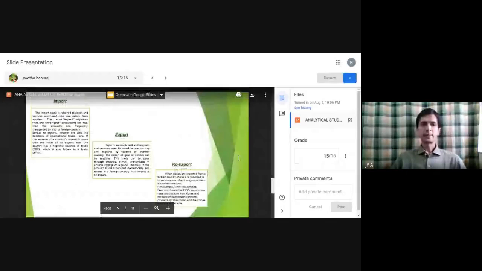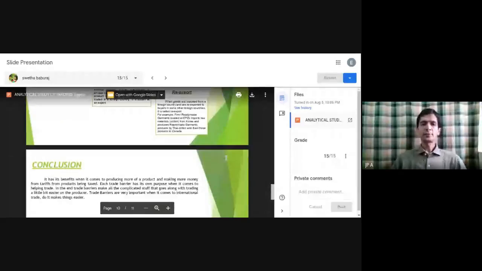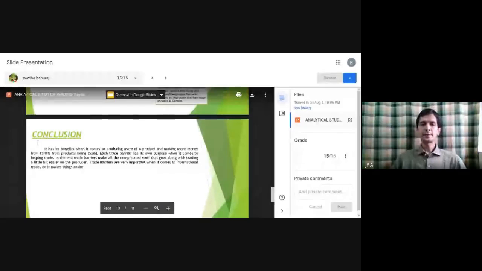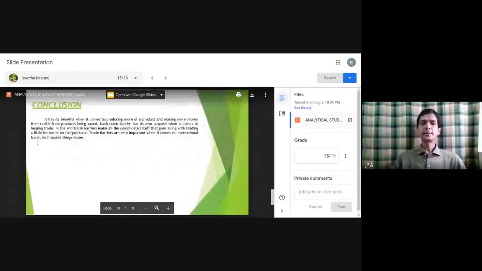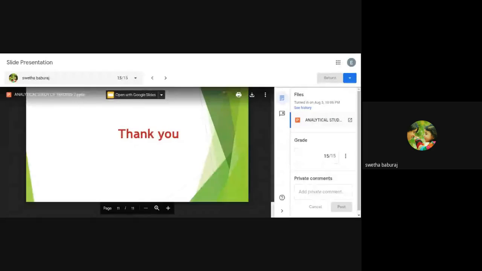Reduce the text, make it into points, and include some images. And the conclusion also should be written as points. Then include a question slide and then the thank you slide. So that's all. Is that okay with you, Shweta? You understood what I said? Okay, okay.